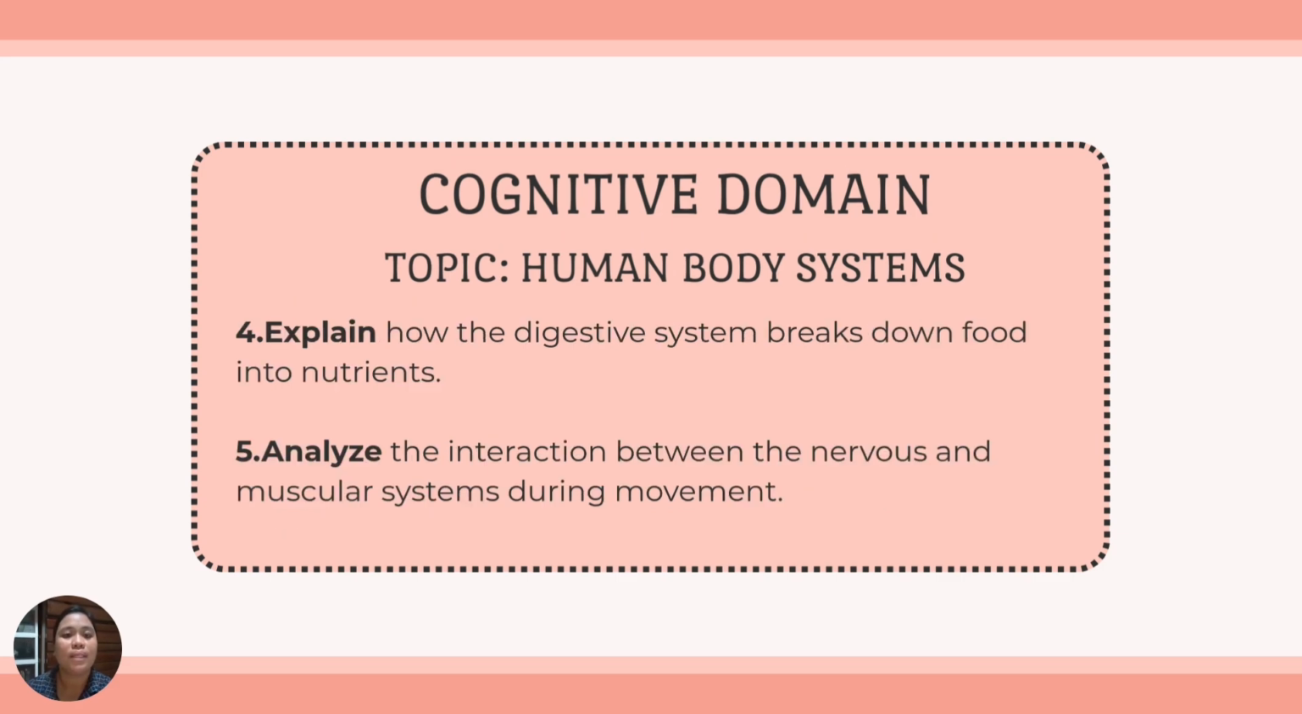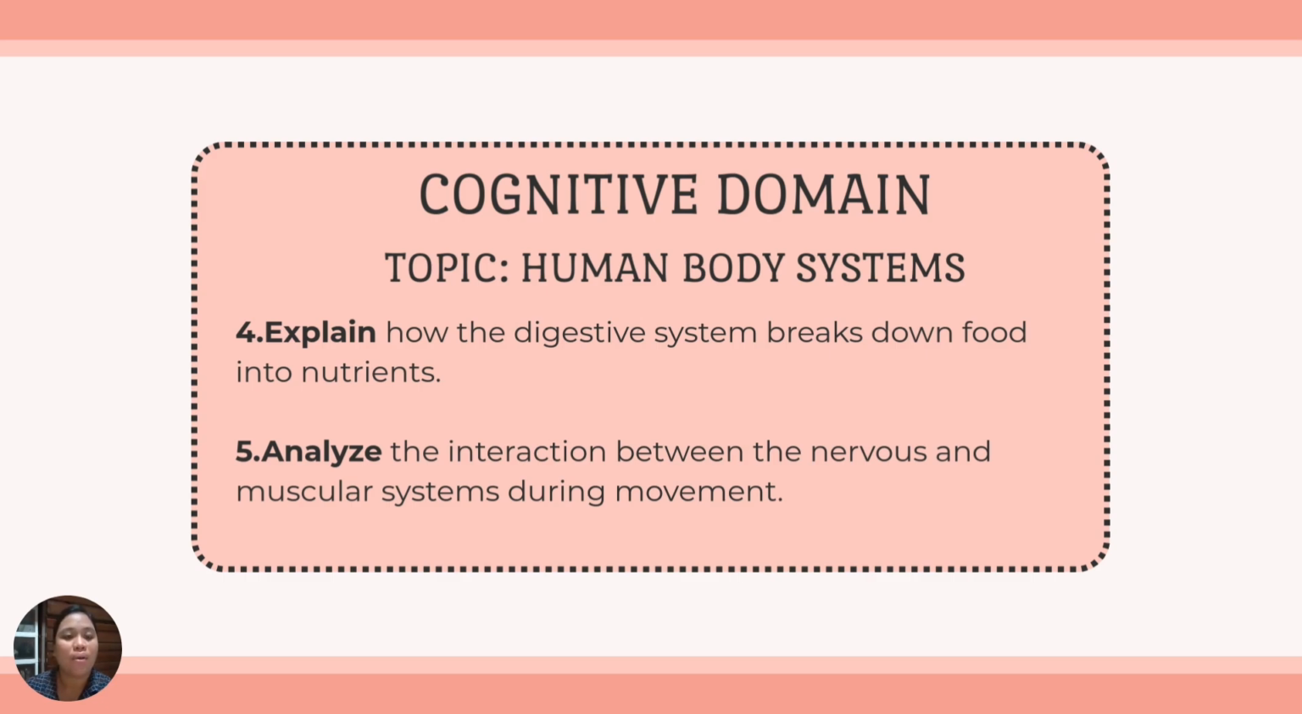The fourth is explain how the digestive system breaks down food into nutrients. I use the verb explain, and it belongs to the cognitive domain because it requires learners to articulate the process of digestion, from chewing to nutrient absorption, showing comprehension of cause and effect relationships.